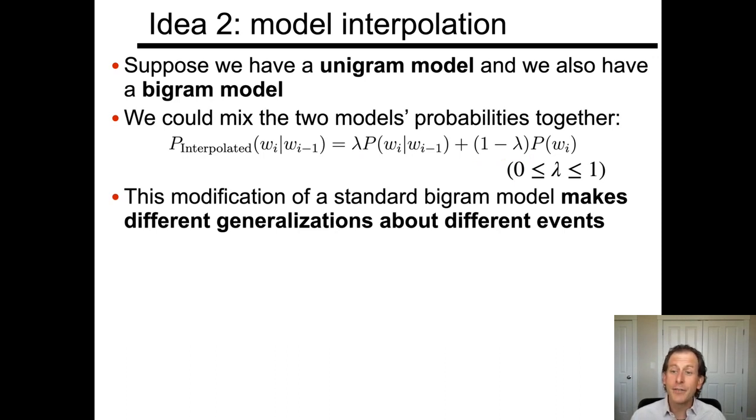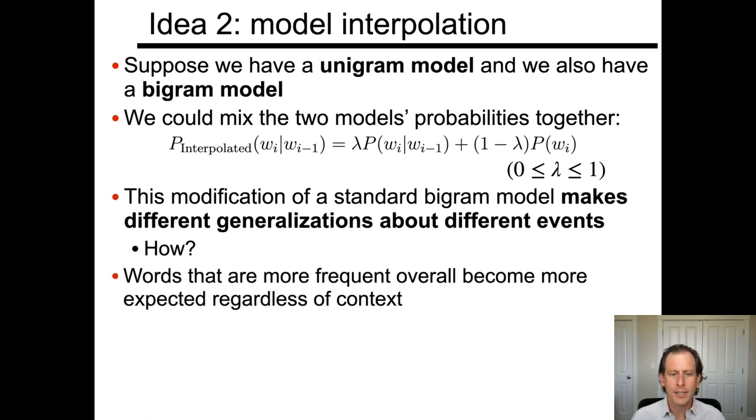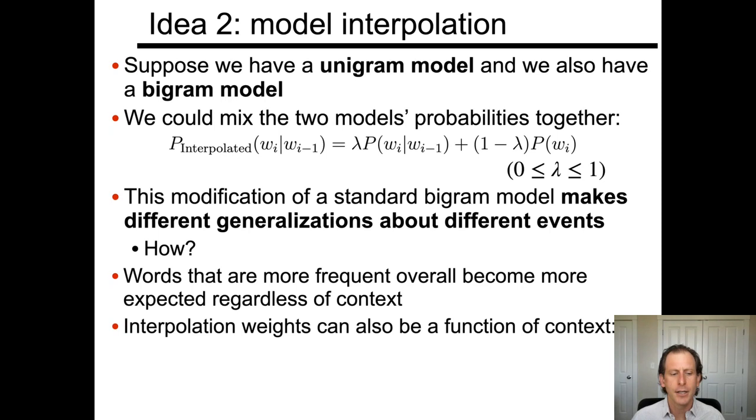This modification of a standard bigram model is unlike additive smoothing in that it makes different generalizations about different events. It says that above and beyond the direct information I have about a particular bigram context, I'm going to predict a word to be more probable insofar as it's more probable overall in all contexts. That is captured by its unigram count. That's how it does it. Words that are more frequent overall become more expected regardless of context.